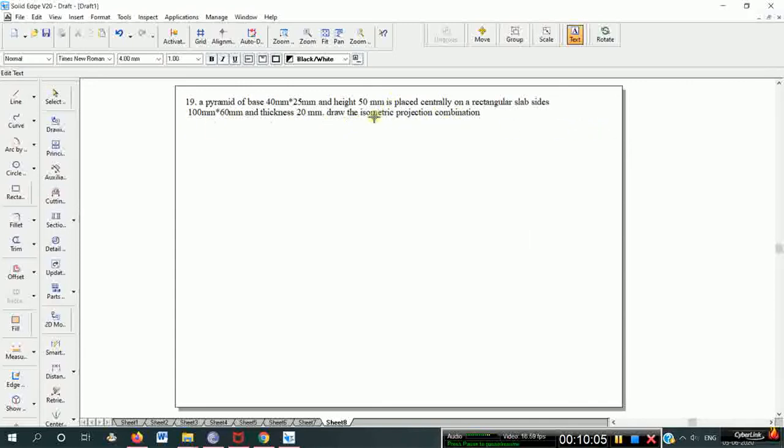So this is a combination of two solids. Which are the two solids? First is the pyramid and next is the rectangular slab. So now you need to check which is placed on which. The rectangular slab is at the bottom. On the rectangular slab, the pyramid has been placed. Okay, how it is placed, you have to check in the solution book, problem number 19. So you have to show the isometric projection of those two solids.